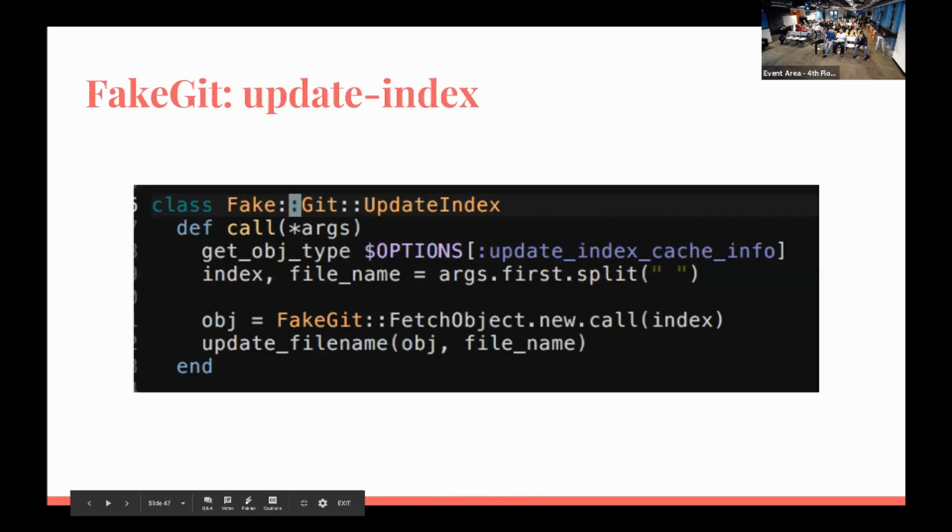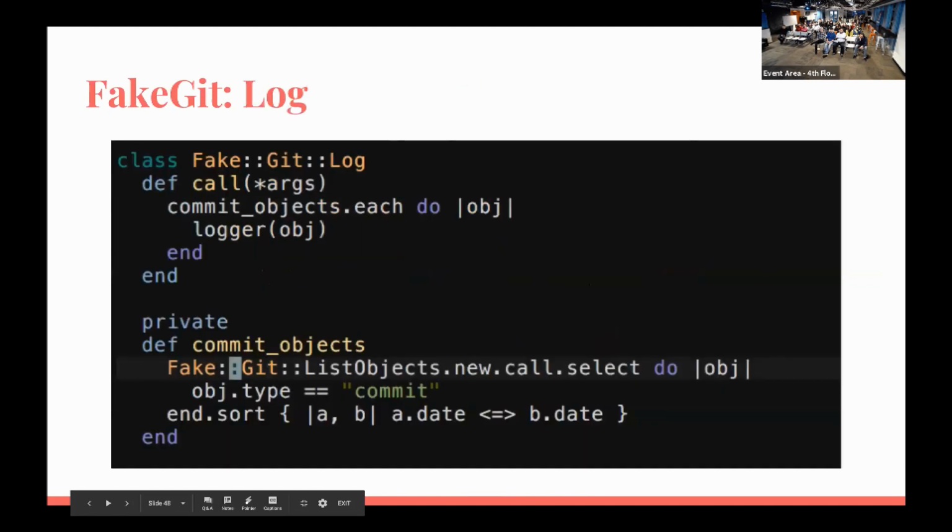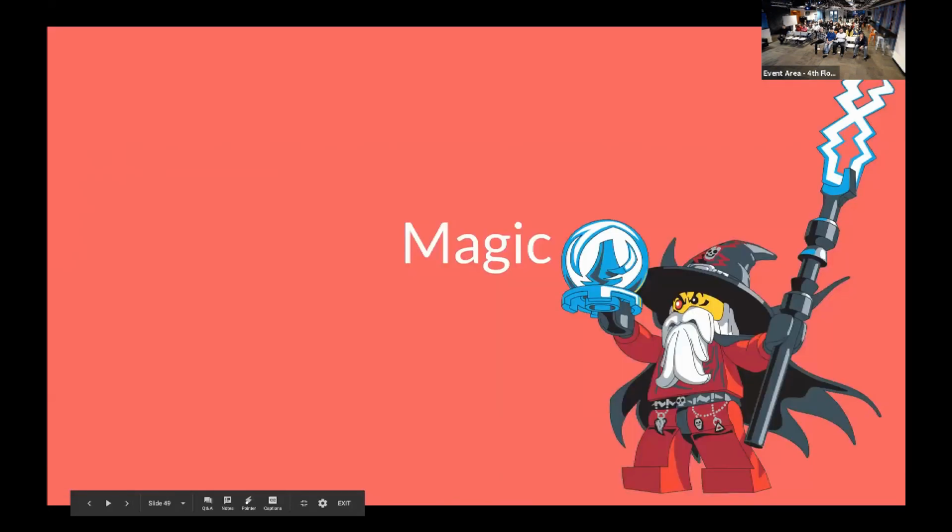And then I update the index, kind of similar to how the original Git did it, but in Ruby, not in C. And then I have a log, where once I list out all my Git objects as a collection, I just sort it by the date. And that's how I destroyed magic. And that's me. Thank you.